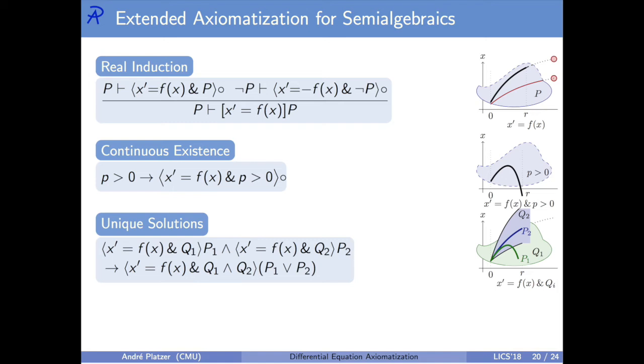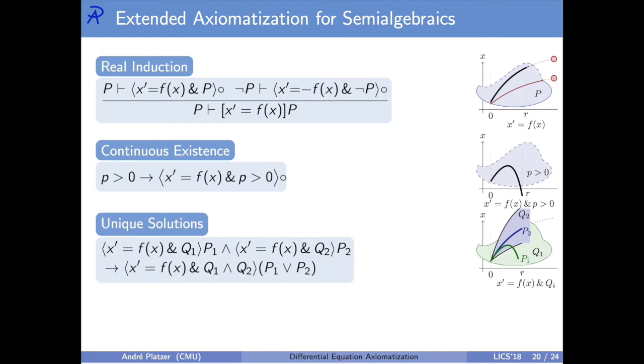One of the things we need is an axiom that implies, or is essentially equivalent to, the real induction principle, so that P is an invariant of a differential equation. Notice no evolution domain constraint. If whenever I am within P, I can make a little progress locally. In other words, there's some non-negative duration such that I still stay in P.